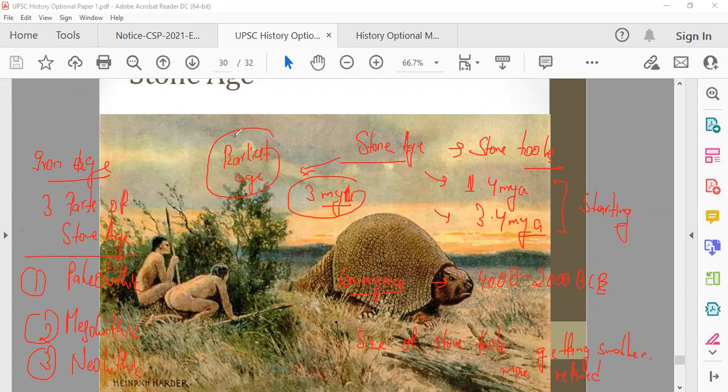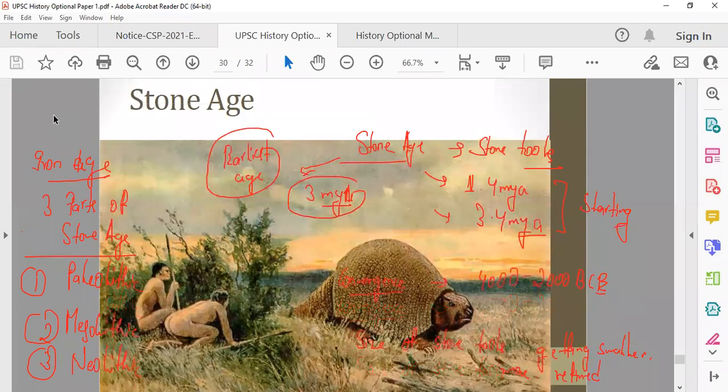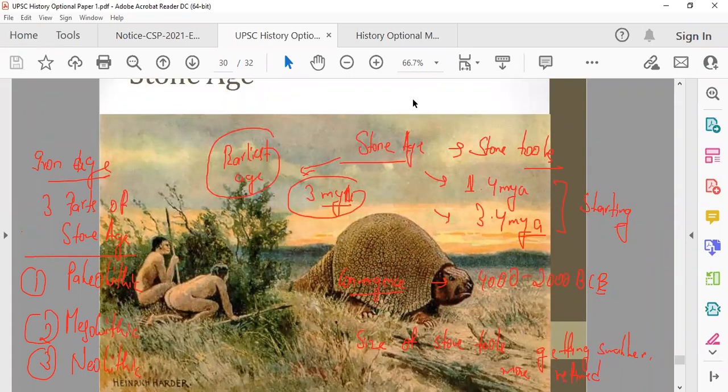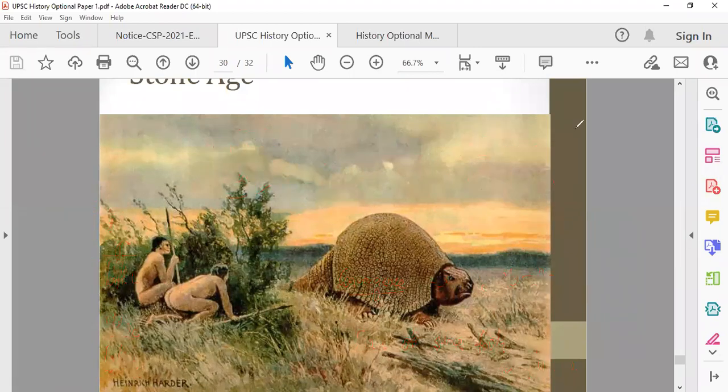So Stone Age: Paleolithic, Mesolithic, Neolithic. In these, there are further divisions. Paleolithic period is further divided into Lower Paleolithic period, then Middle Paleolithic period, and then Upper Paleolithic period. These 3 divisions are there. Now here, most of the people get confused. I will tell you what the confusion is.